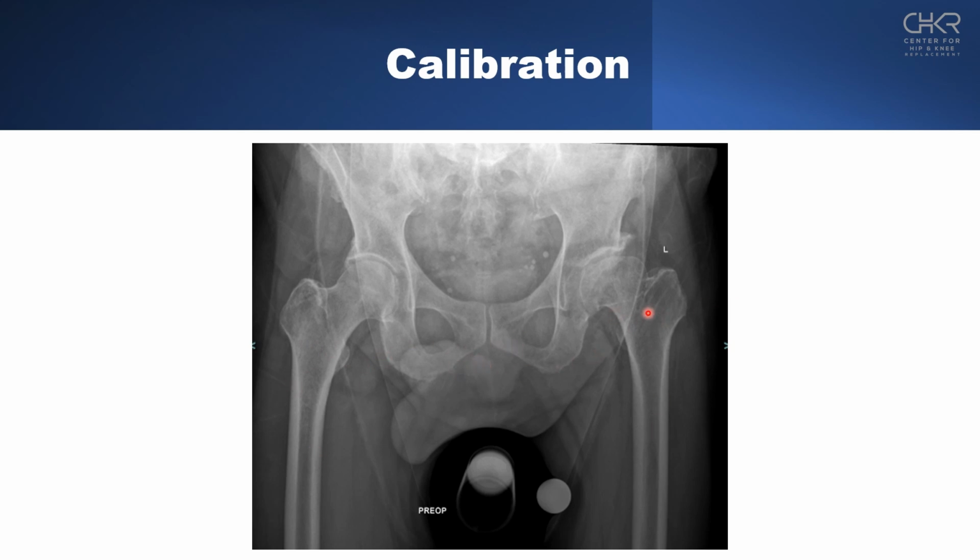But we can see here we have a shallow acetabulum, we have a misshapen femoral head, a shortened neck, and associated leg length discrepancy. And we can start quantifying the degree of deformity because we have a neutral pelvis, neutral leg position, and a calibrated image.